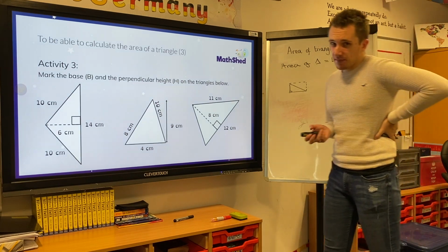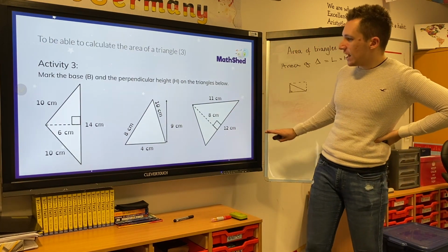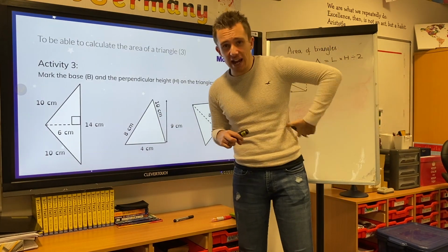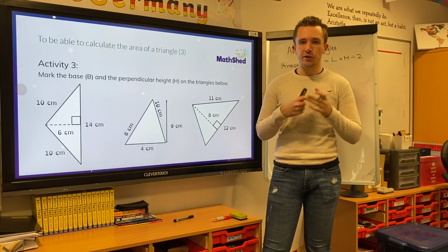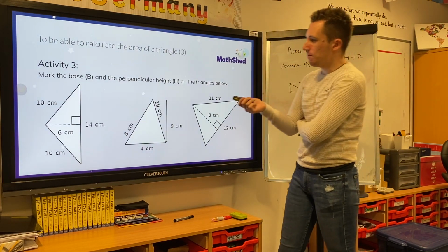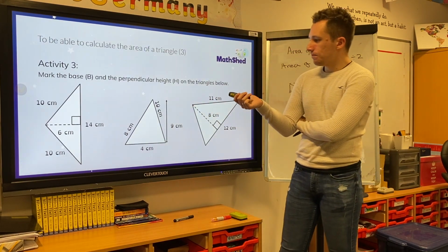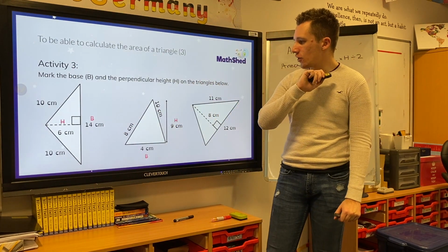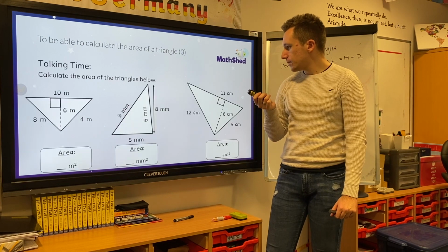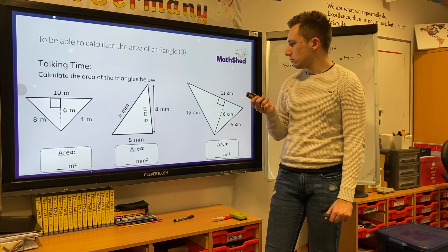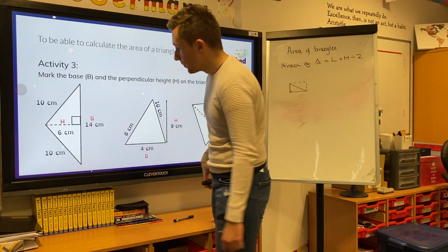Activity 3 then. Have a go at these. They've been turned on weird angles, but they're no more difficult. Can you have a go, please, at working out the area of these triangles? Off you go. Okay, let's have a look then. So the first one, the base is 14, the height is 6. Answer would be, oh, where's my answer gone? Well, it's not even giving me the answer. Fine, I'll do it for you.